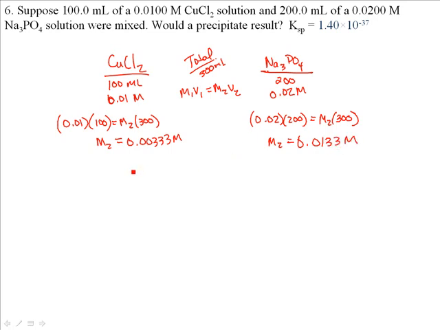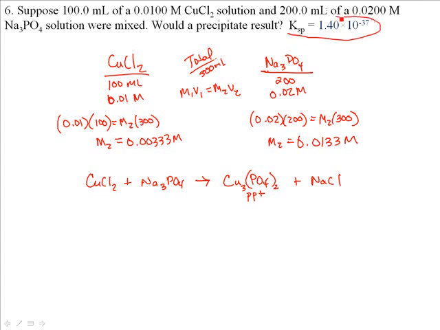Alright, so now we know the concentrations. When we mix these two solutions together, the copper chloride plus the sodium phosphate, the possible compounds are copper phosphate and sodium chloride. Sodium chloride will not be a precipitate, but this might be a precipitate, the copper phosphate. So let's check. We have the KSP value, so we need to find Q.